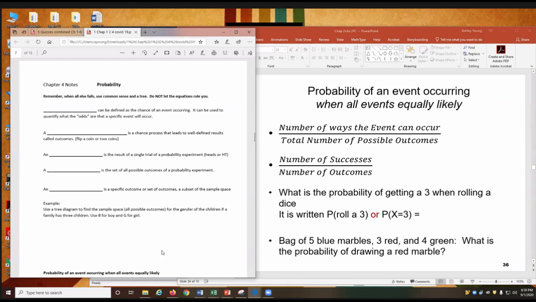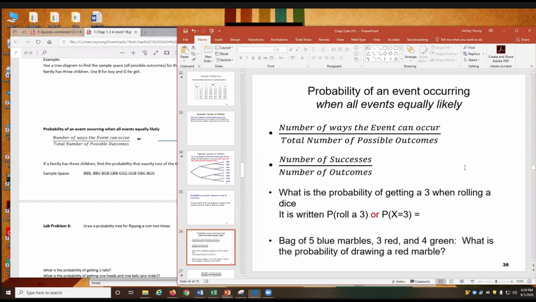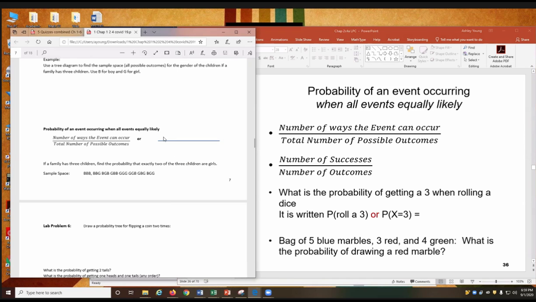Next, that was this question right here. So now we're moving down a little bit lower, below where you drew in, down to this part down here. The probability of an event occurring when all events are equally likely is the number of ways the event can occur divided by the total number of possible outcomes. I like to shorthand it as number of successes over number of outcomes. That's what you should be writing right in this space right here. Number of successes over number of outcomes.